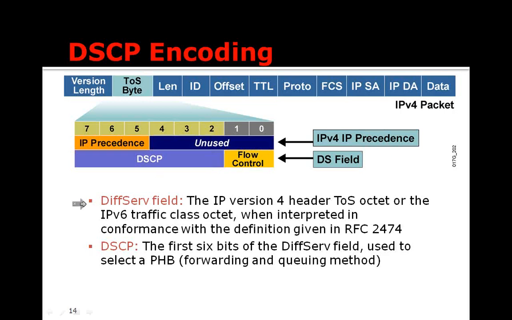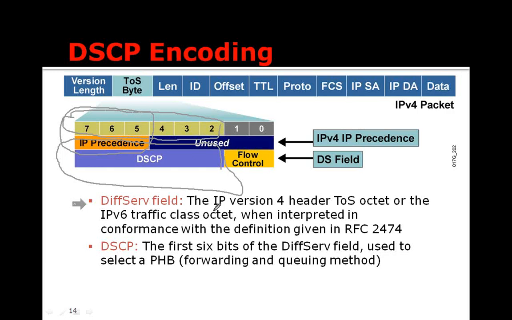So the DiffServ field in IPv4, the TOS octet, or the IPv6 traffic class octet, is basically 8 bits, and DSCP is bits 2 through 7. Bits 0 and 1 are flow control, so we don't really do anything with those. If you're using IP precedence, I'll just circle this, IP precedence uses the first or leftmost 3 bits, 5, 6, and 7, and DSCP is just the extension of that all the way from 2 through 7.